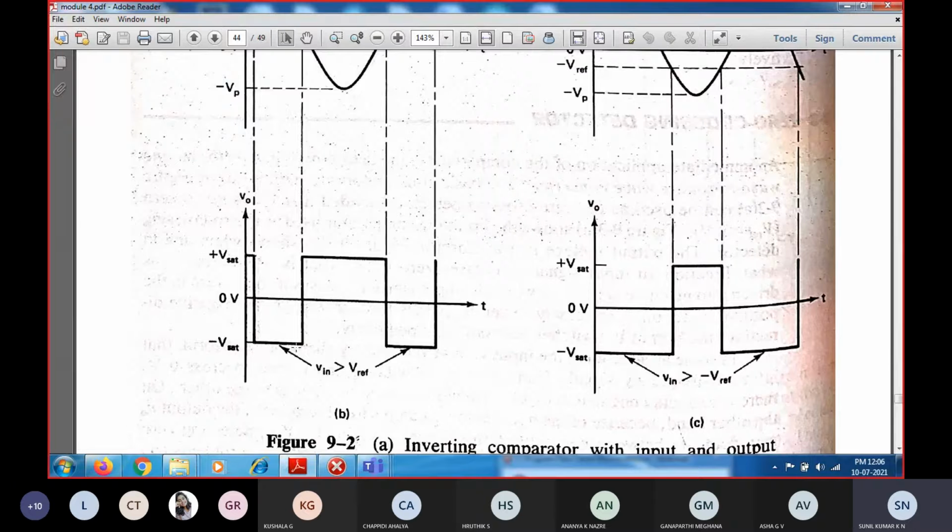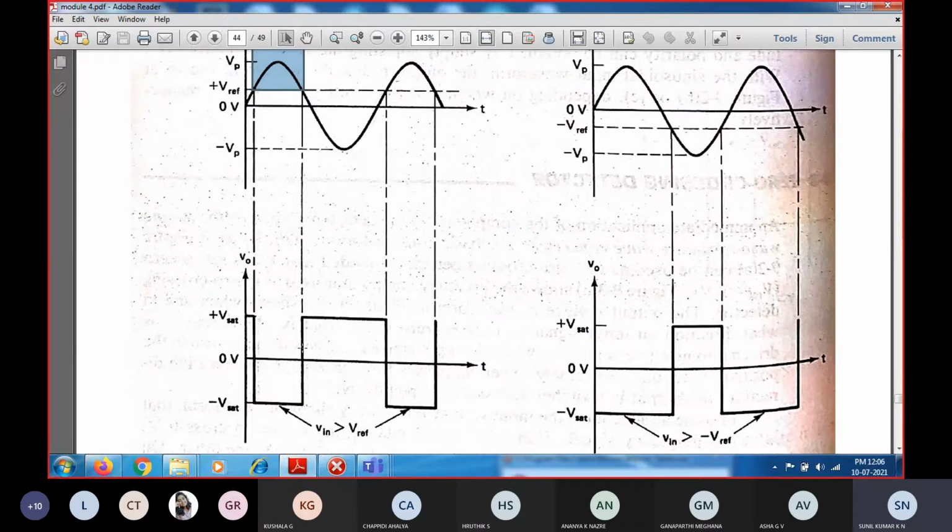So this is what you will be getting, and it will be in this state until the input voltage is greater than the reference voltage. Until the input voltage is greater than the reference voltage, the output will be saturated in the negative direction. And whenever the input goes below the reference voltage, the input signal will be moving in the negative half of the cycle, and it is going to go to a voltage less than the reference voltage. So the reference voltage will be greater than this one.